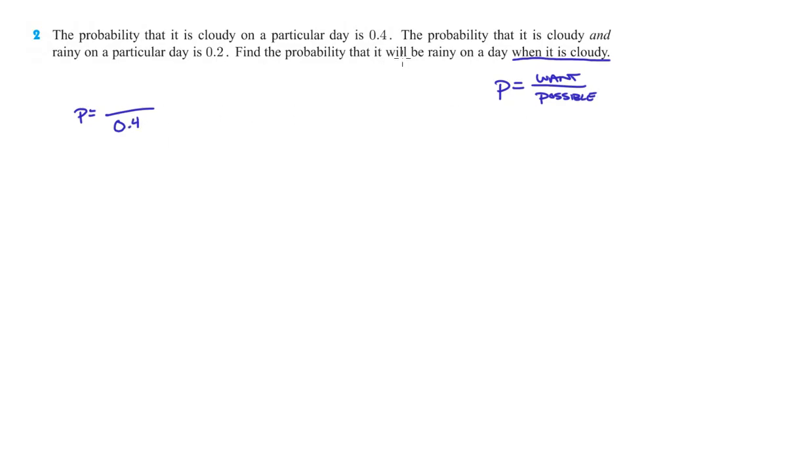And then find the probability that it will also be rainy. So it says the probability it's cloudy and rainy on a particular day. That's what we want to happen, and that's the 0.2. So 0.2 divided by 0.4 is going to give us 0.5, or simply 50%. Okay, or 0.5. Either one is fine.